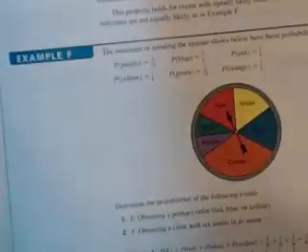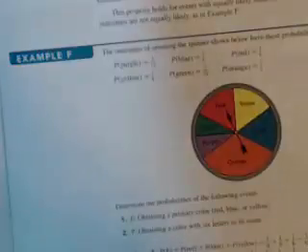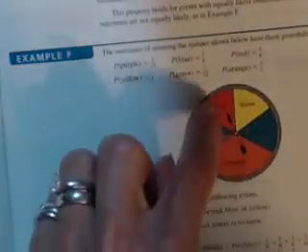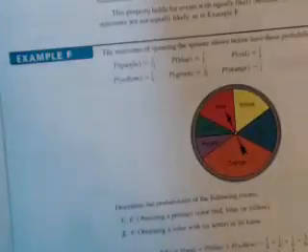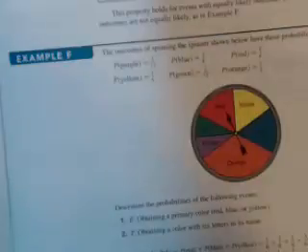Now, the probability of spinning the spinner and landing on green, red, purple, orange, blue, or yellow is 1, because that's all there is. So the probability is 1. You would land on one of those.